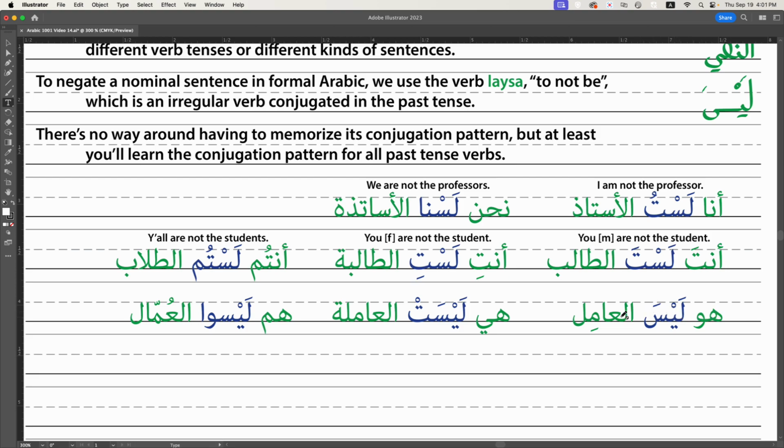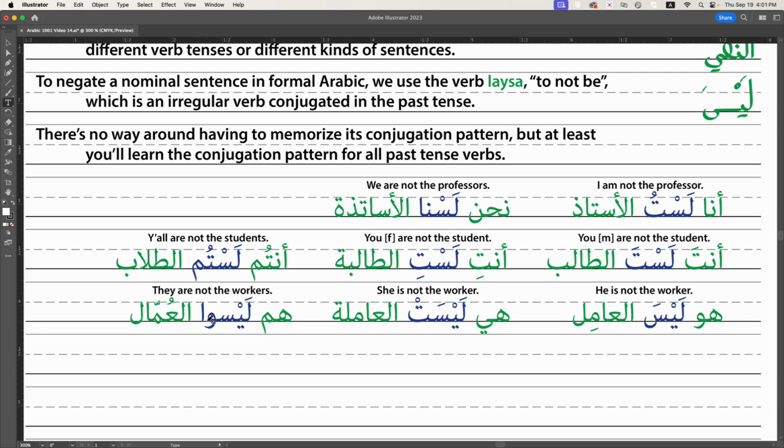So huwa laysa al-amil. An amil is a worker. So the root ein mim lam is to work or to labor, usually manual work, not desk work like I'm doing now. Hiya laysat al-amila. She is not the worker. And then hum laysu al-ummal. You could say amilun. Everyone would understand you, just like you could say talibun for students or ustadun for professors. But they all have irregular plurals. Ummal, tulab. It's the same pattern for the plural between these two words here.